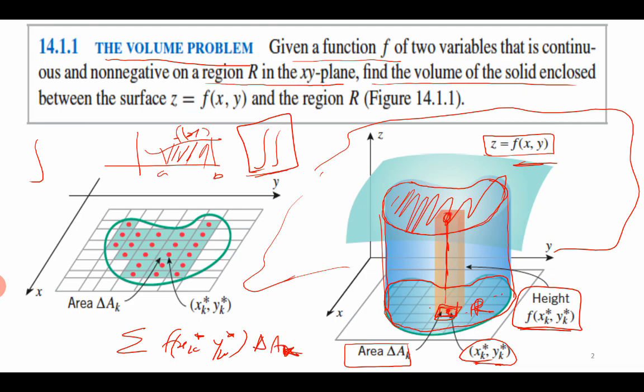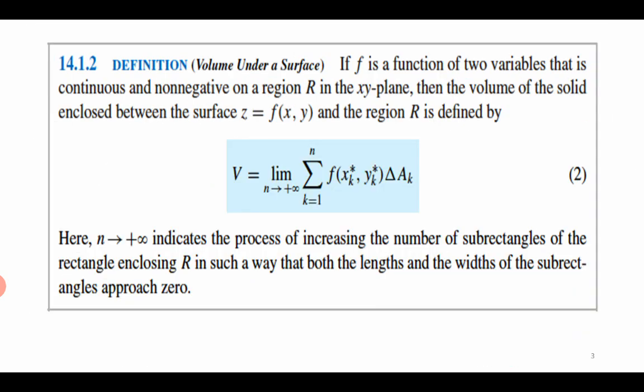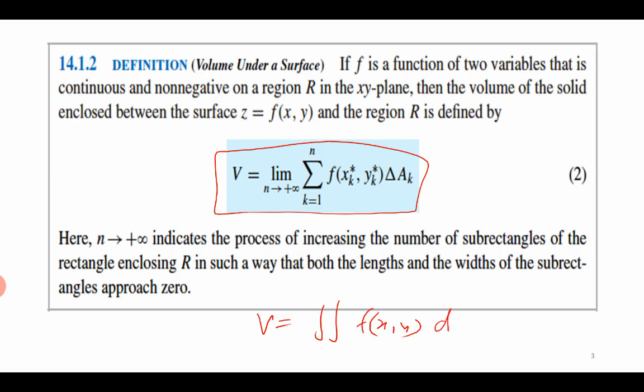Here k goes from 1 to n, and when the limit as n goes to infinity is taken, this is called a double integral: the limit of this sum over the region is the double integral of f of x comma y dA, where dA can be dx dy or dy dx, isn't it? So this is the definition. This Riemann sum, the volume, is the double integral of f of x comma y dA, and the limits can be found by using the region on the xy plane.